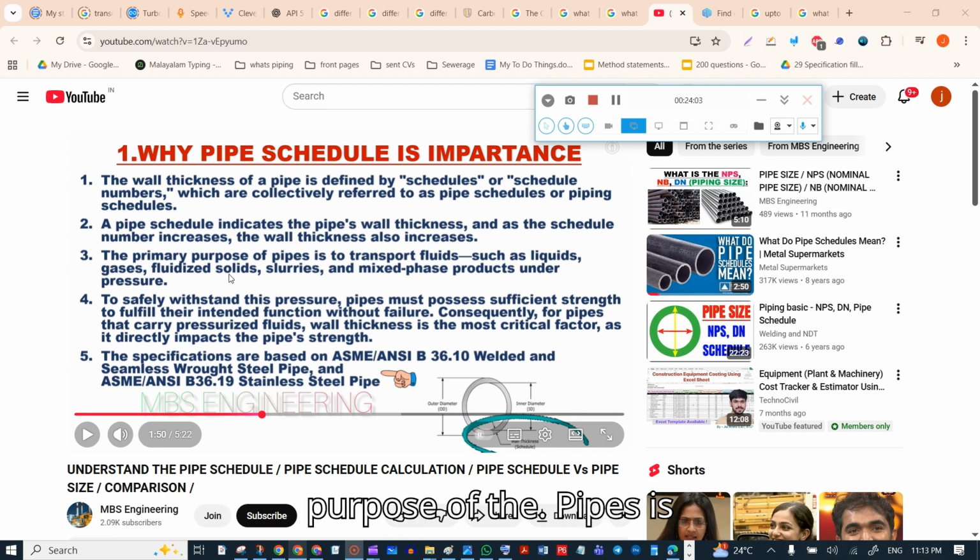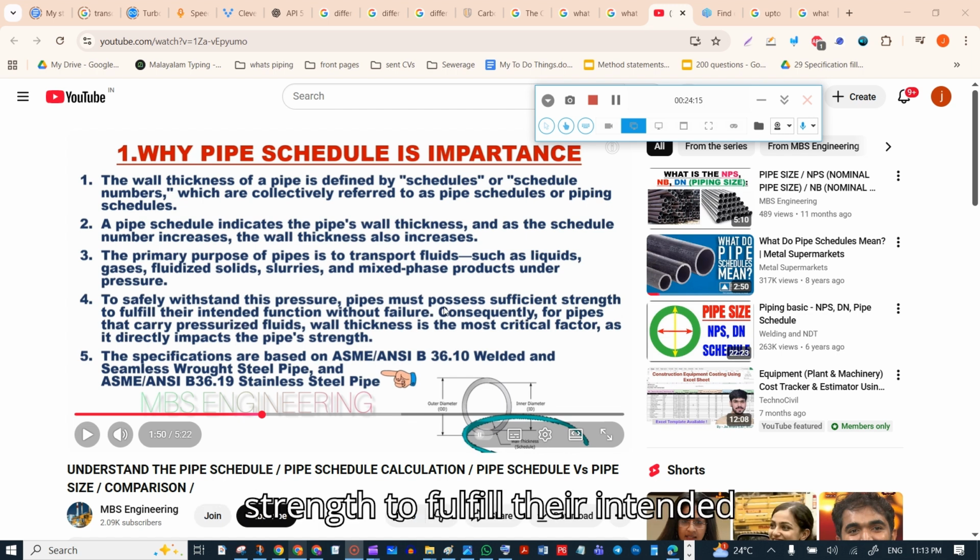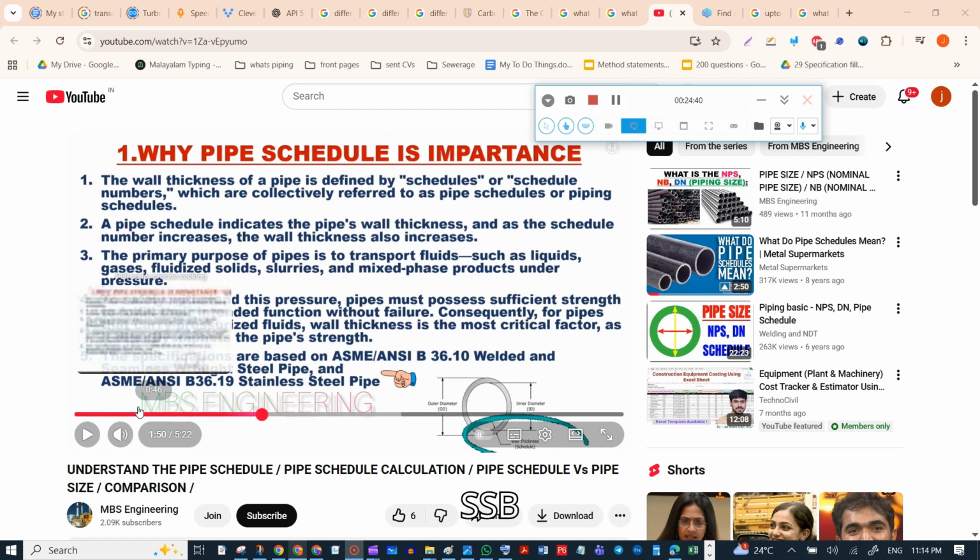The primary purpose of pipes is to transfer fluids under pressure. To safely withstand this pressure, pipes must possess sufficient strength to fulfill their intended function without failure. So wall thickness is a very critical factor. It directly impacts pipe strength. The specification is based on ASME B36.10 for seamless wrought steel pipe and ASME B36.19 for stainless steel pipe.